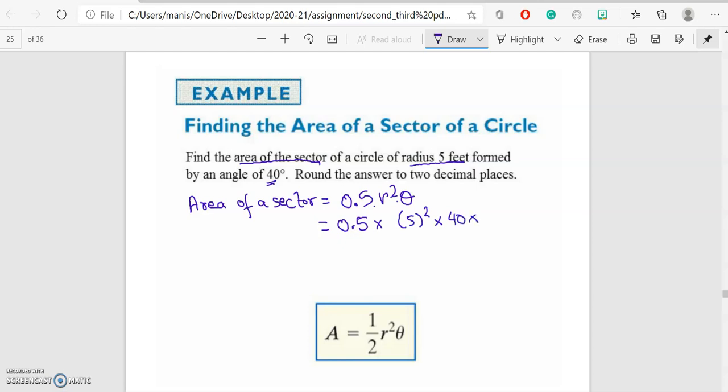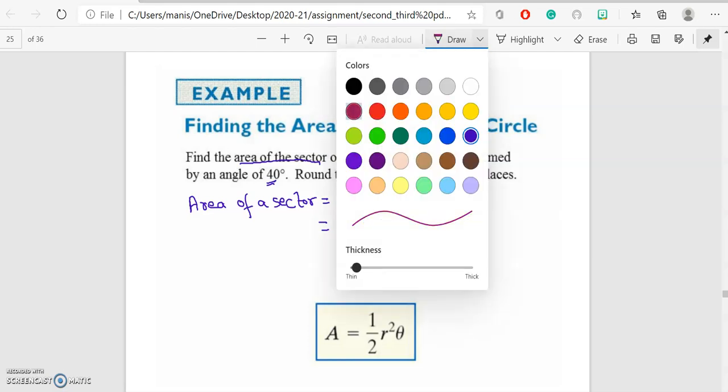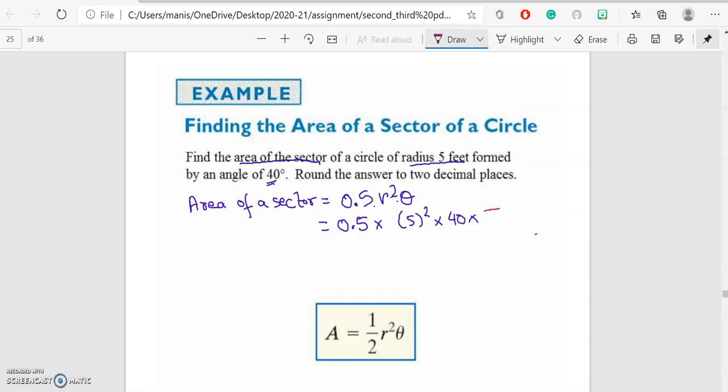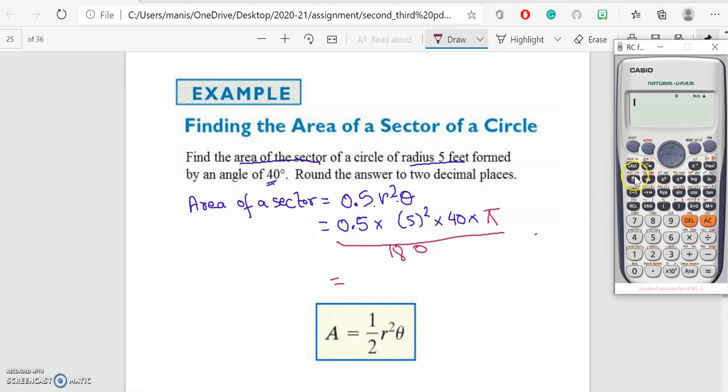degrees. Now as you all know, when the central angle is in degrees, you will change it to radians by multiplying by pi over 180. So I will type my entire expression in the calculator and we will find the answer. Fraction button, 0.5 times 5 square, times 40 times shift and pi, divided by 180.